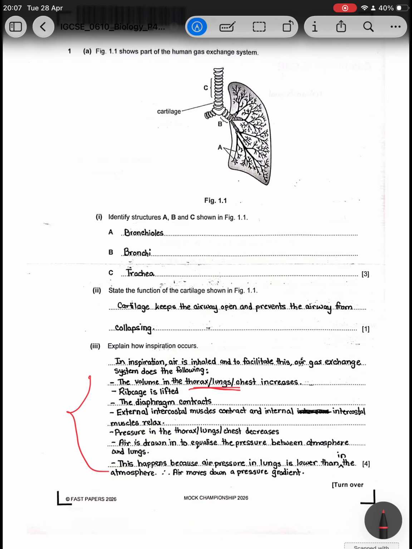And pressure in the thorax, lungs, or chest decreases. Air is drawn in to equalize the pressure between atmosphere and lungs. This happens because air pressure in lungs is lower than in the atmosphere, so air moves down a pressure gradient.